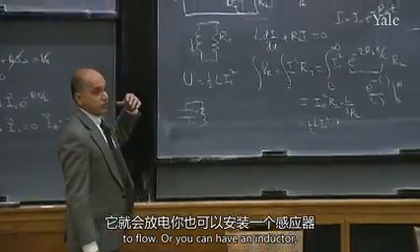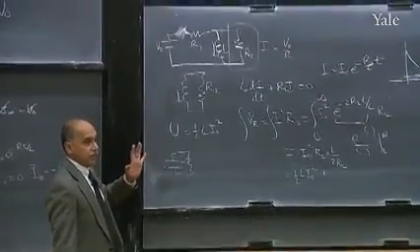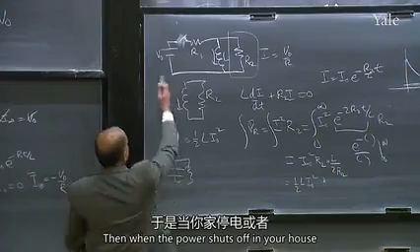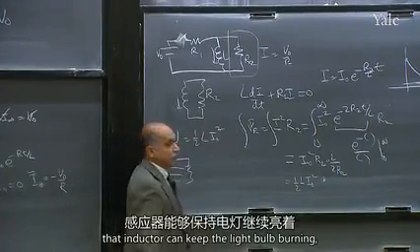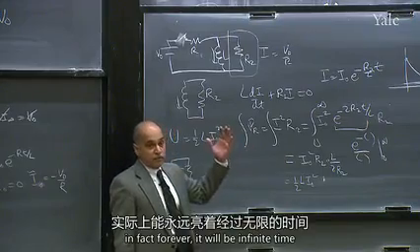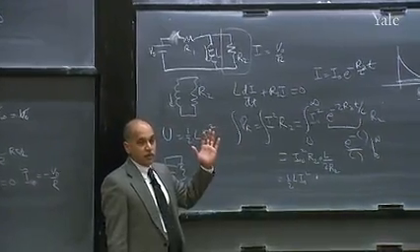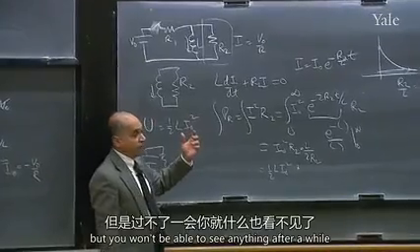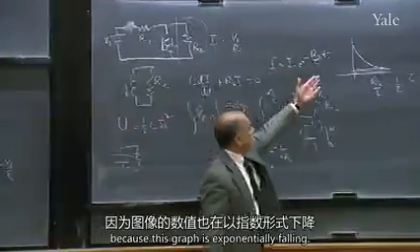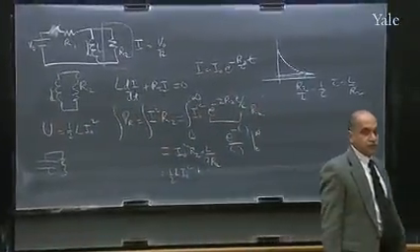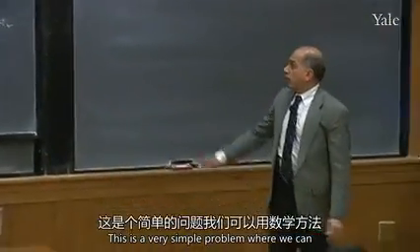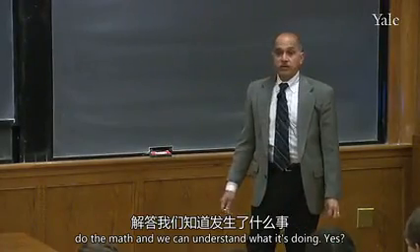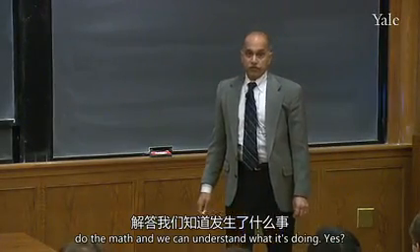Or you can have an inductor in which a current has been set up. Then when the power shuts off in your house or somebody throws a switch, that inductor can keep the light bulb burning, in fact, forever. It'll be infinite time before the bulb shuts down, but you won't be able to see anything after a while because this graph is exponentially falling. Okay, this is a very simple problem where we can do the math and we can understand what it's doing.